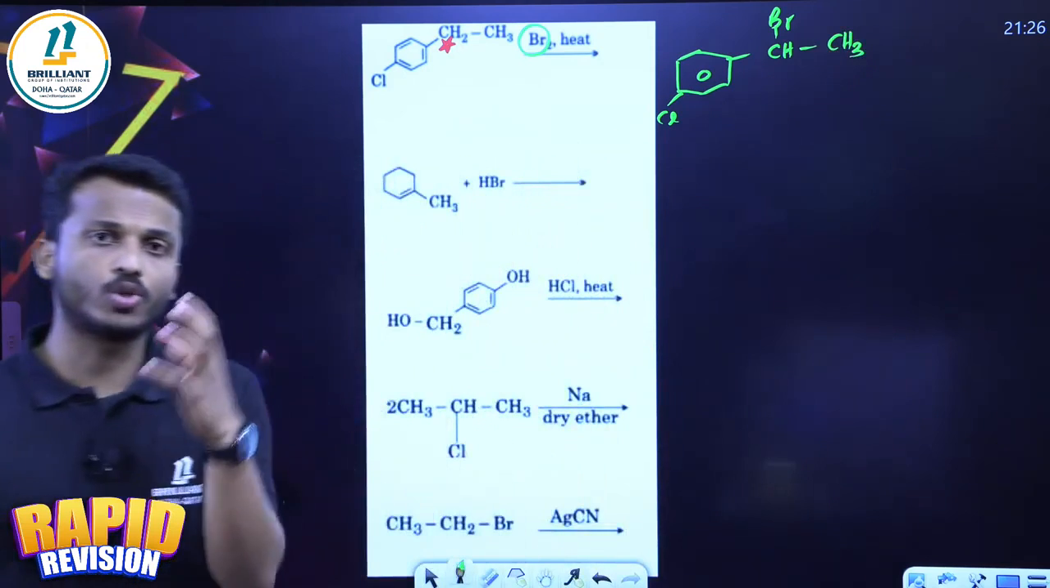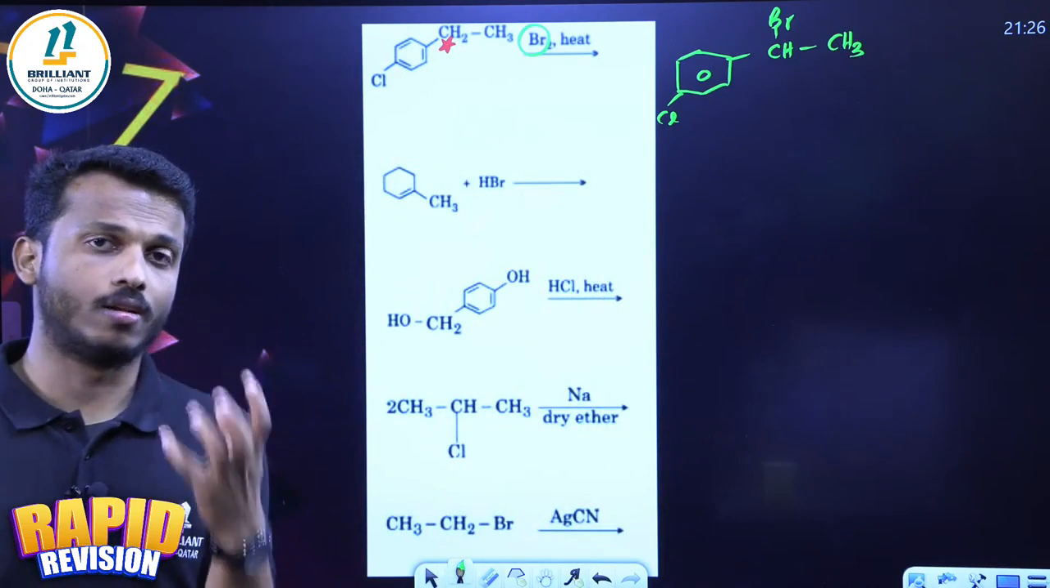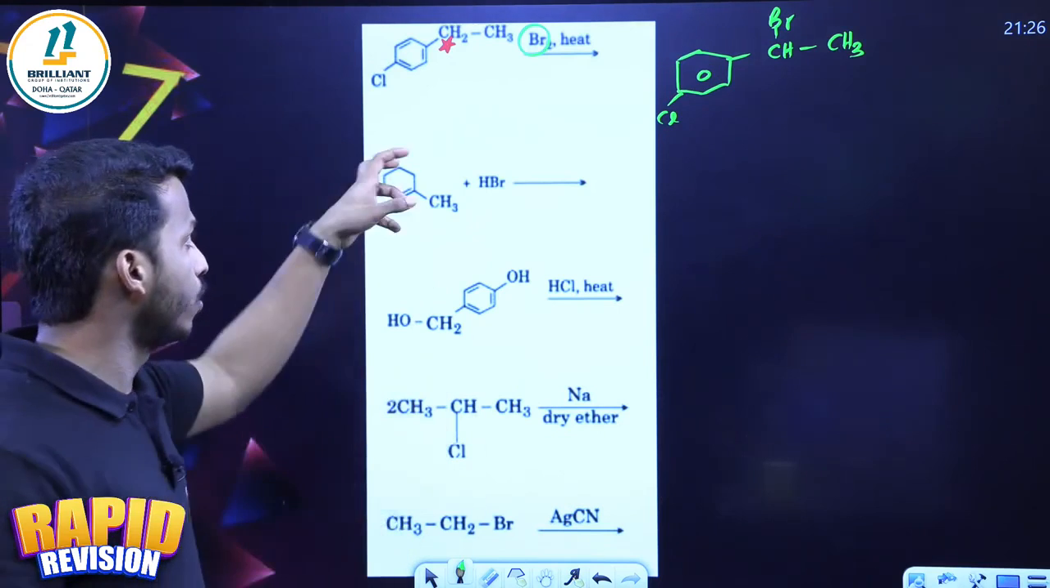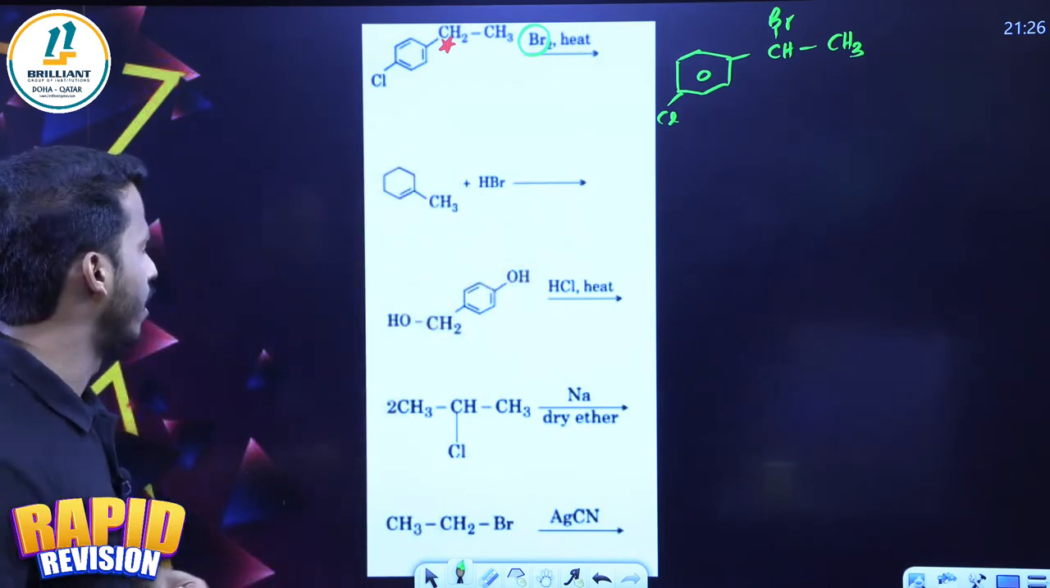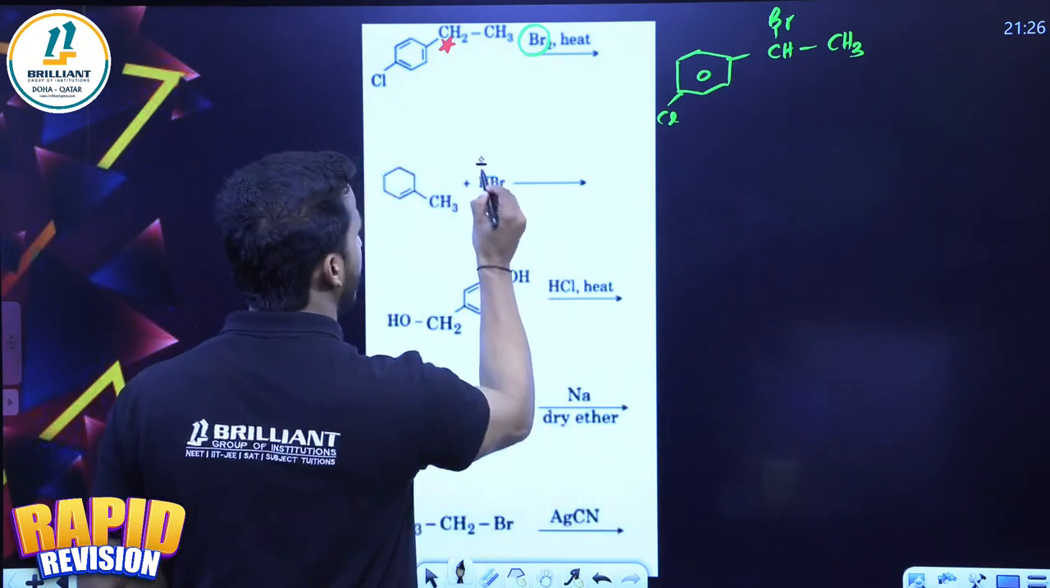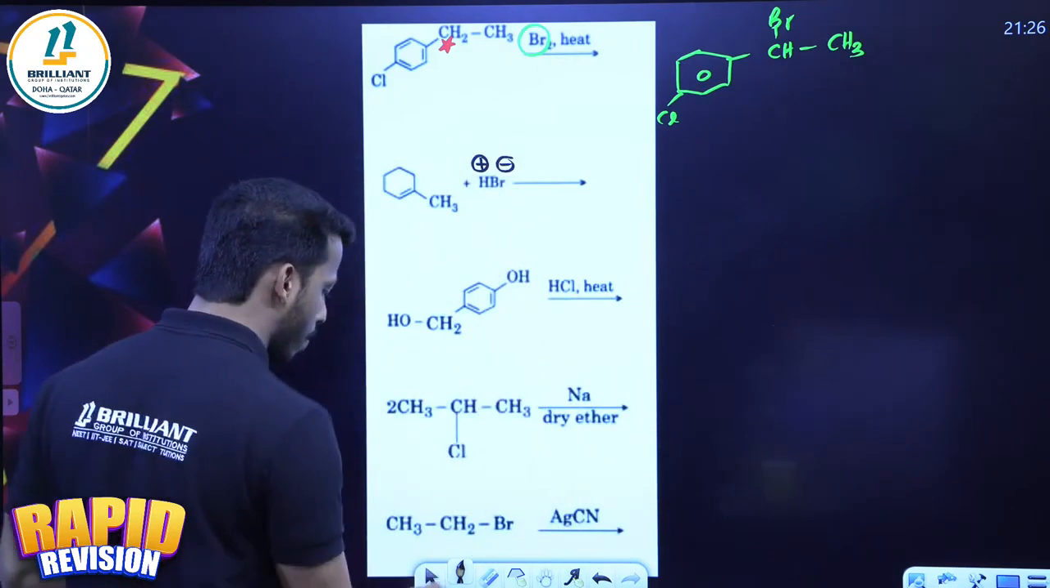What is the reason, dear all? Substitution reaction follows a free radical mechanism. The benzylic position gives the most stable free radical, so the bromine attacks that carbon. And the second reaction, you can understand, it's nothing but Markovnikov's rule.